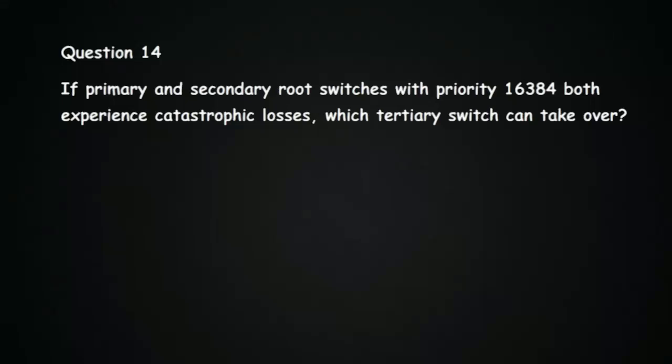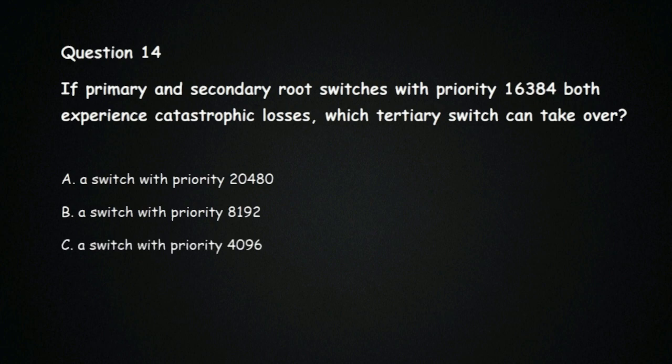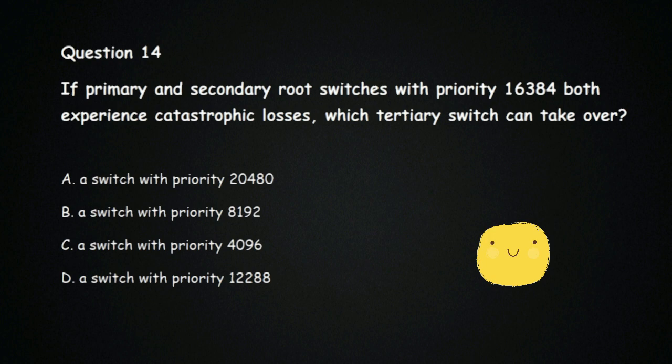Question 14. If primary and secondary root switches with priority 16,384 both experience catastrophic losses, which tertiary switch can take over? A. A switch with priority 20480. B. A switch with priority 8192. C. A switch with priority 4096. D. A switch with priority 12288. Answer is A.